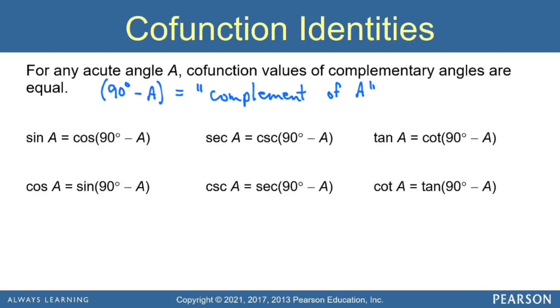I don't think you so much need to memorize these identities as you just need to understand how the cofunctions work. So if you can just keep in mind that whichever function you're dealing with, the function of one angle is the cofunction of the complement angle, then you've got all 6 of them and you don't have anything to memorize.